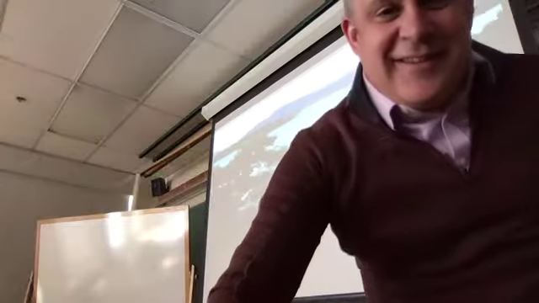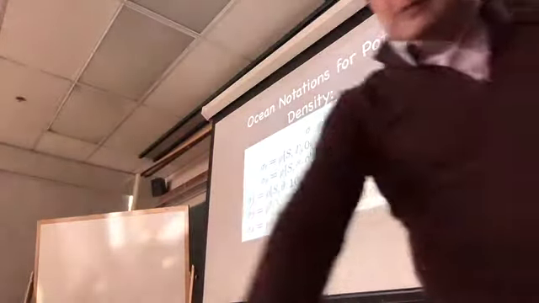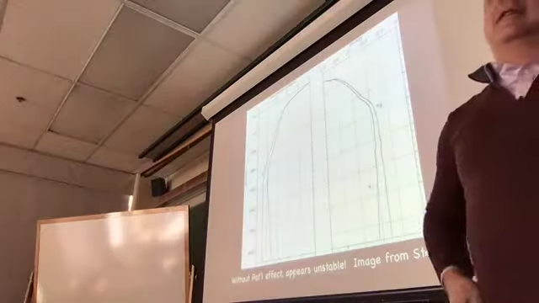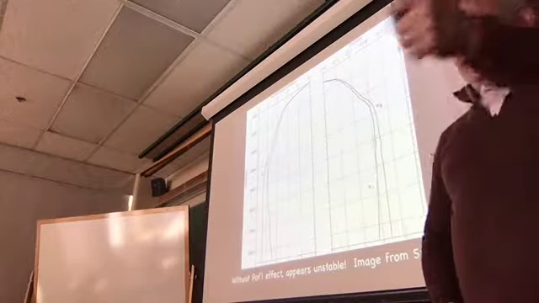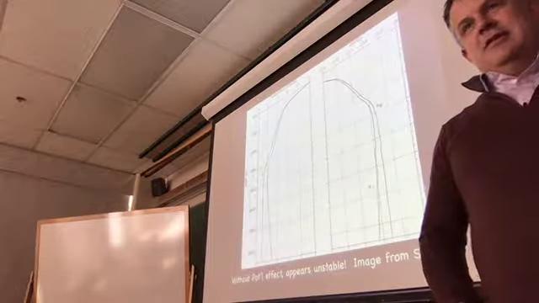So last time we talked about what? What were the two big ideas from last time? Potential temperature and potential density. And so what's the difference between the potential ones and the regular ones?